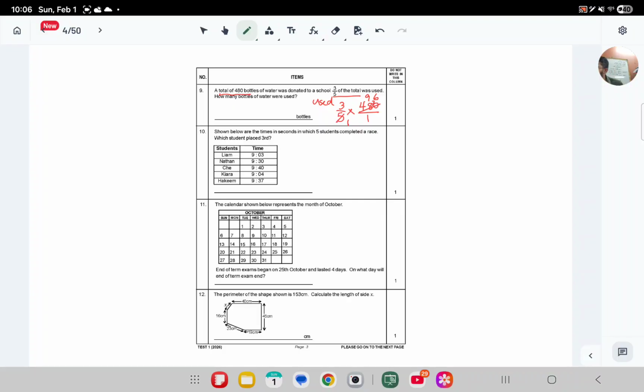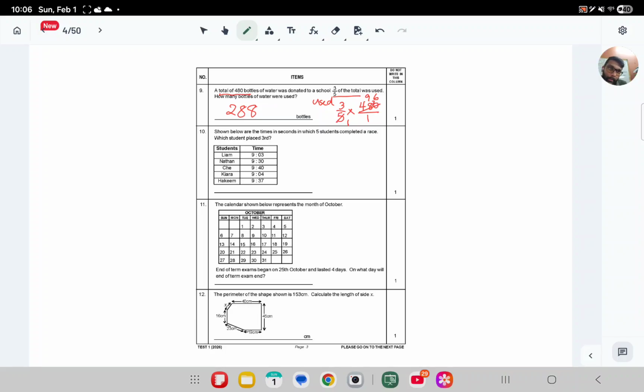So 96 multiplied by 3, and we'll get 288. Alright. Number 10, shown below are the times in seconds in which 5 students completed a race.